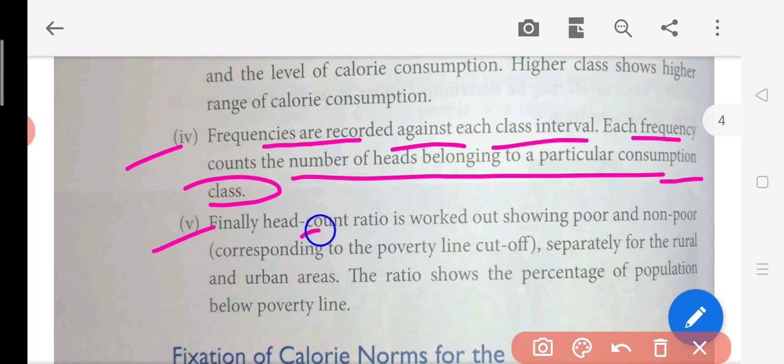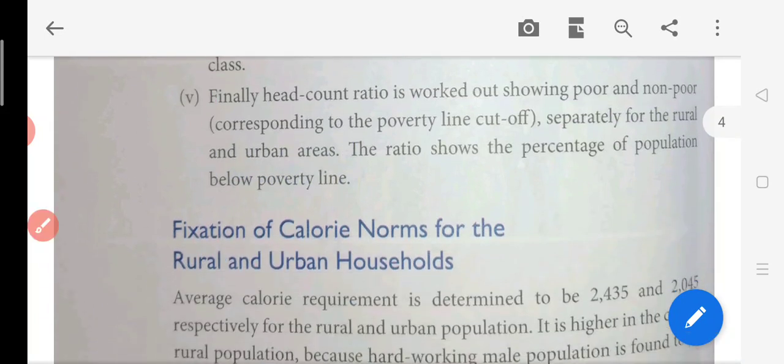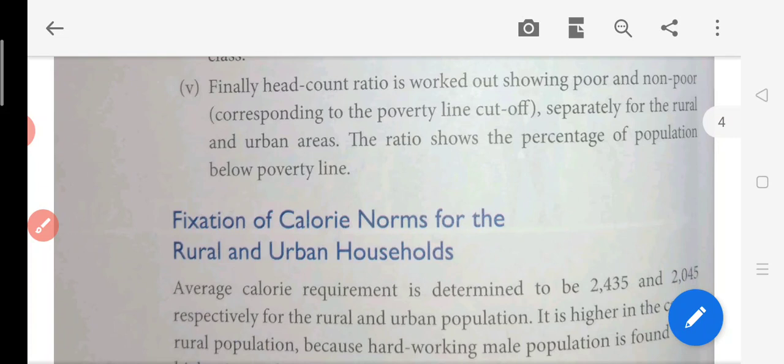Now finally the head count ratio is worked out, showing poor and non-poor. Okay, so finally what will happen, the head count ratio will be counted of how many people live below the poverty line. Now that is separate, it will be separate for rural, for villages, and for cities, the ratio count will be different for both. Okay, and the population will be known, that is, how many people are lying below the poverty line.